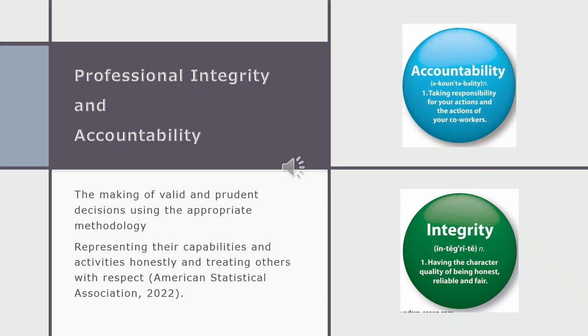On the topic of ethics, I have included a few selected things that should be expected of someone working with statistics that were published by the American Statistical Association. The first is having professional integrity and accountability. The definitions are included in the colored circles for you to read if needed. Analysts should make valid and prudent decisions using the appropriate methodology while representing their capabilities and activities honestly while treating others with respect.